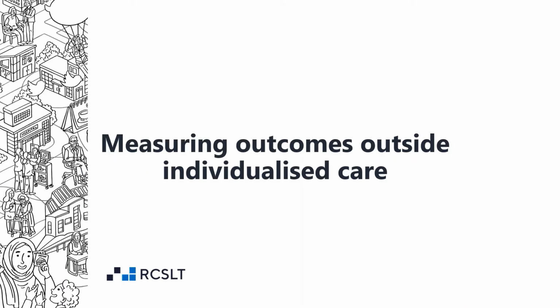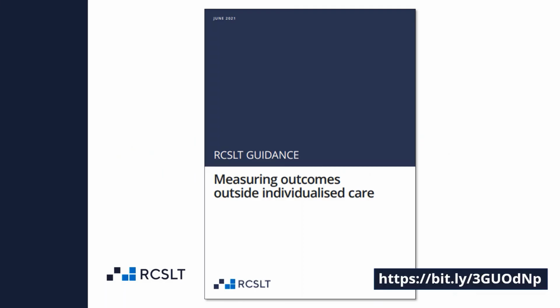Across the profession, speech and language therapists are engaged in activities that could be categorised as being outside individualised care. Some examples include health promotion and awareness raising campaigns, and providing training to the wider health, education and social care workforce to support prevention, early identification and early intervention. In 2021, the RCSLT published guidance focusing specifically on how the profession can measure the outcomes of these types of activities.